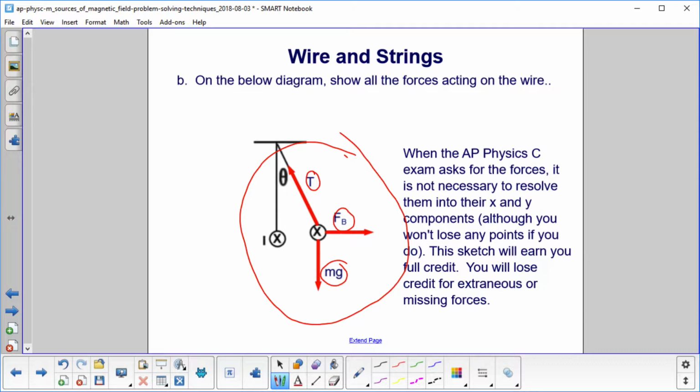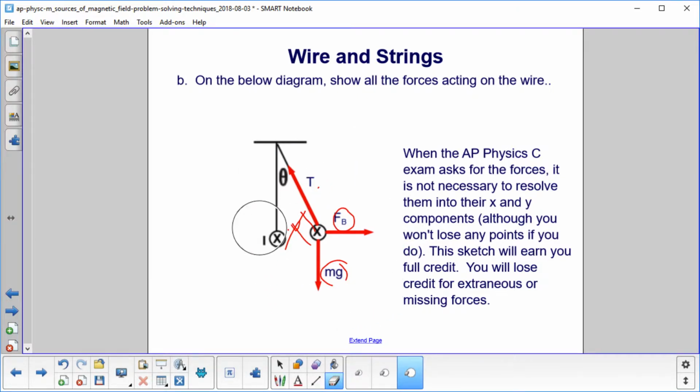So if you leave one out, you lose a point, and if you were to put in, let's say, I don't know why I do this, but draw another force here for the normal, that doesn't exist. In this case, you would lose a point there. So let me just erase this so again you can see what would get you full credit.